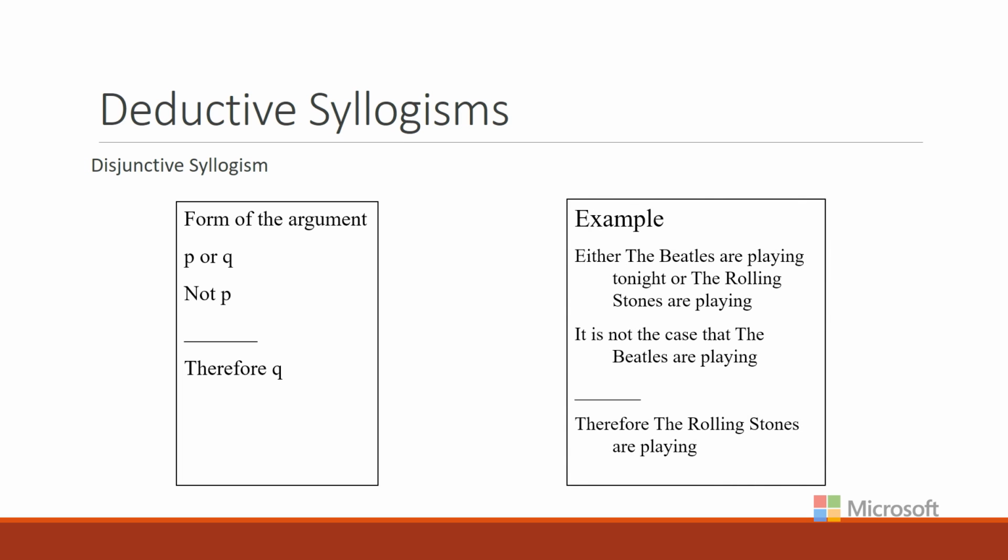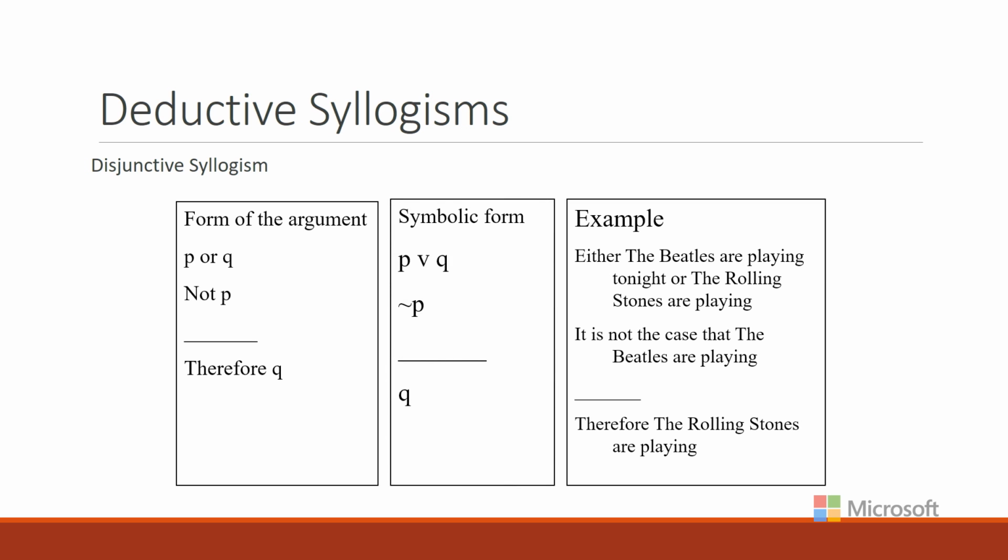Right? Example, either the Beatles are playing tonight or the Rolling Stones are playing. It is not the case that the Beatles are playing, so it must be true then that the Rolling Stones are playing. All right? Or we could say it is not the case that the Rolling Stones are playing, therefore it must be true, logical necessity, right? The conclusion necessarily follows from the truth of the premises, therefore it must be true that the Beatles are playing. All right? And here's our symbolic form. We say P wedge Q, tilde P, assert as the conclusion Q, or tilde Q, assert as the conclusion P.